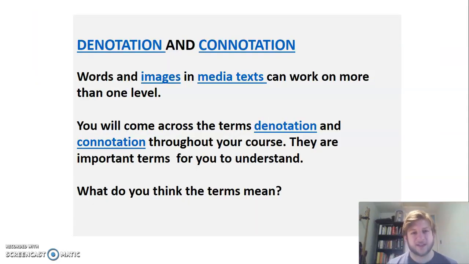So our focus today is denotation and connotation. So words and images in media text can work on more than one level. You will come across these terms, denotation and connotation, throughout the course. It's something we'll always talk about, and they are important terms for you to understand. Now, do you have any idea what these terms mean? Have a think about it for a moment. Particularly connotation. In your English lessons, some of you may have come across the term connotation. Can you think what that means? What might these terms mean?